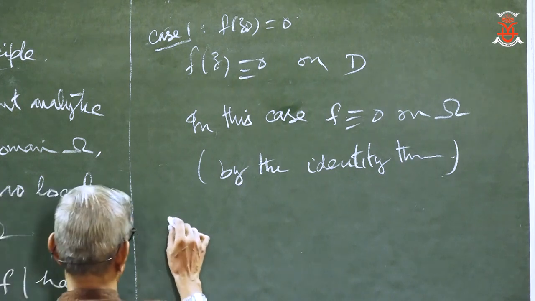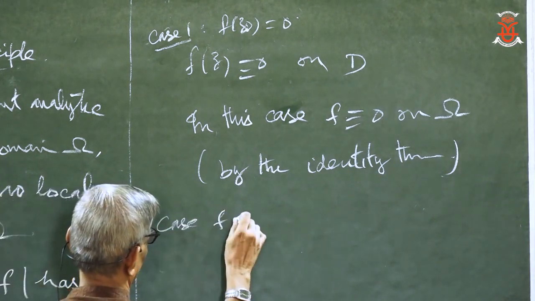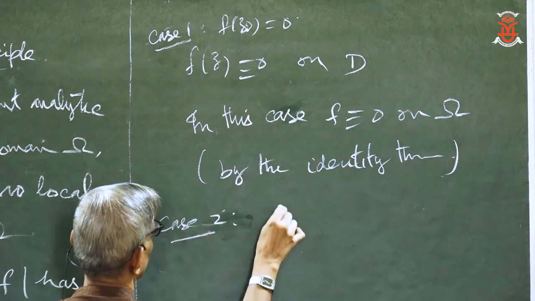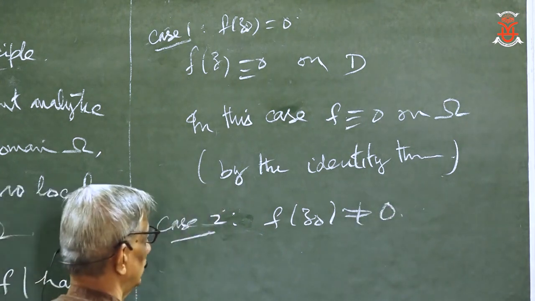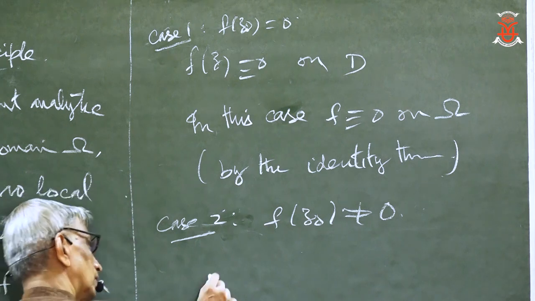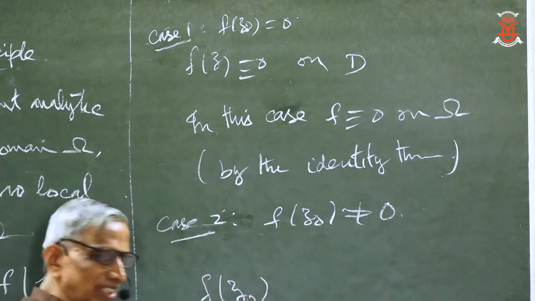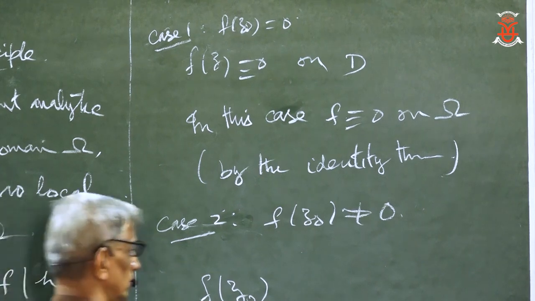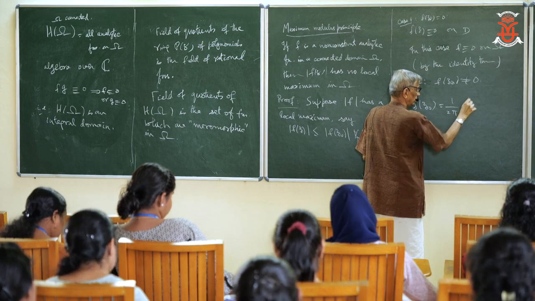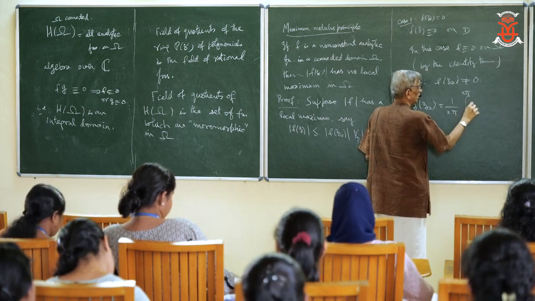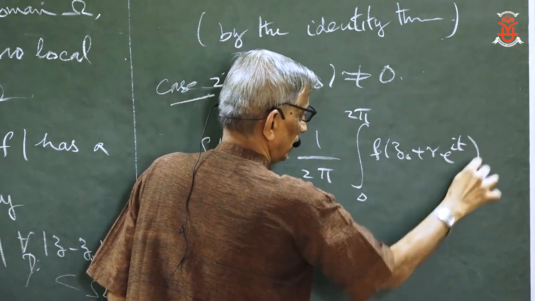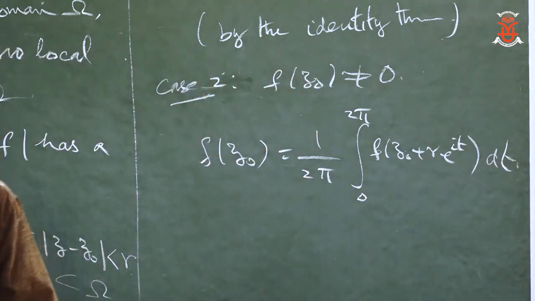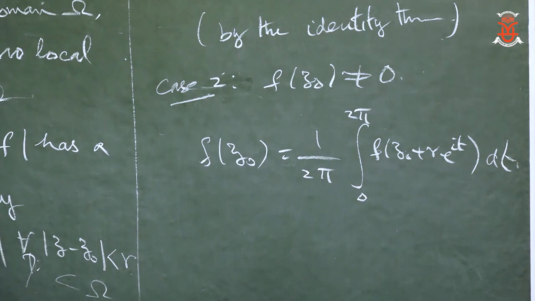Consider the case where f(z naught) is not 0. So in this case, you have the mean value property. This is 1 over 2 pi, integral from 0 to 2 pi, f of z naught plus r e power i t dt, right? So this is just a rewriting of the Cauchy integral formula on the circle.